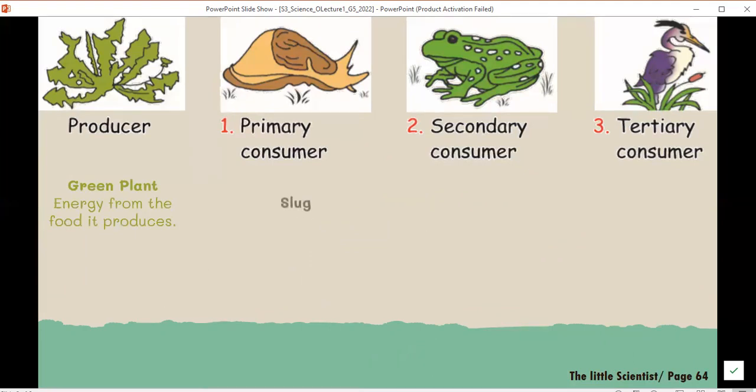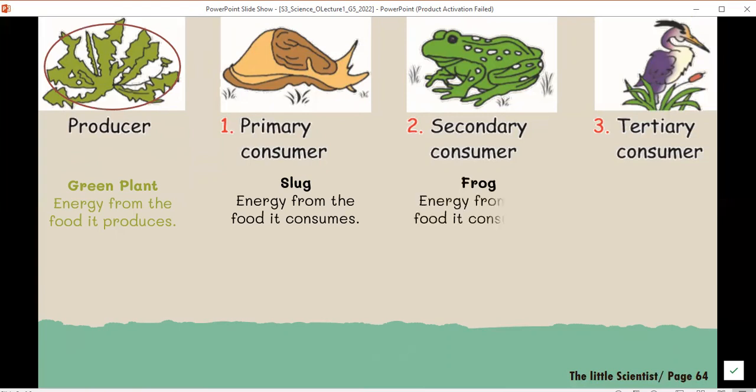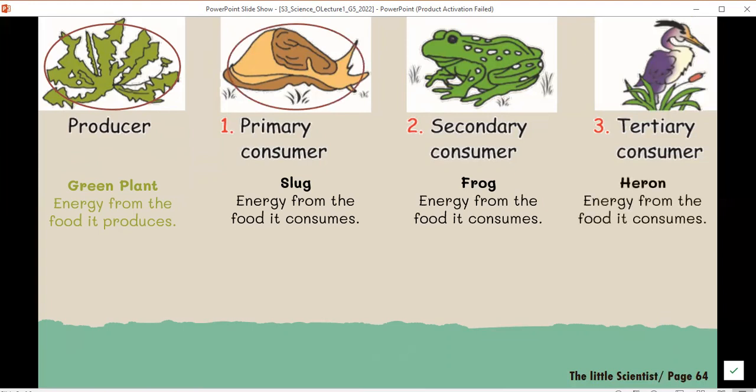So we start with the green plants. We have the slug. The slug eats the green plant. So it gets the energy from this. The slug gets the energy from the plant it eats. The frog gets its energy from the food it consumes. So the slug is a source of energy for the frog, and the heron too, it gets its energy from the frog it consumes. Let's write this food chain together.